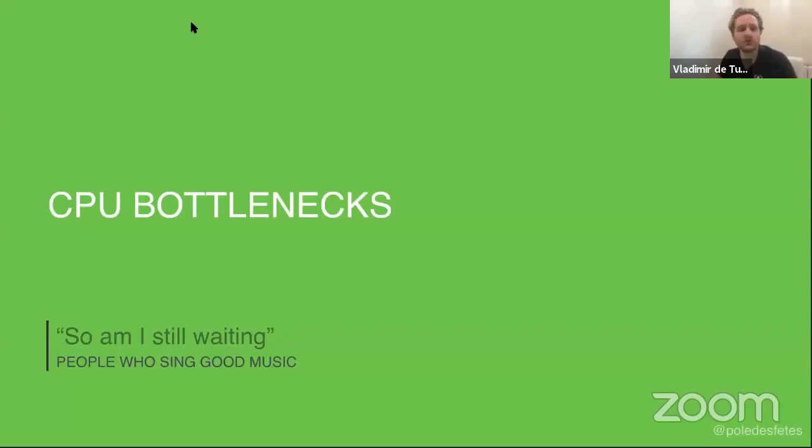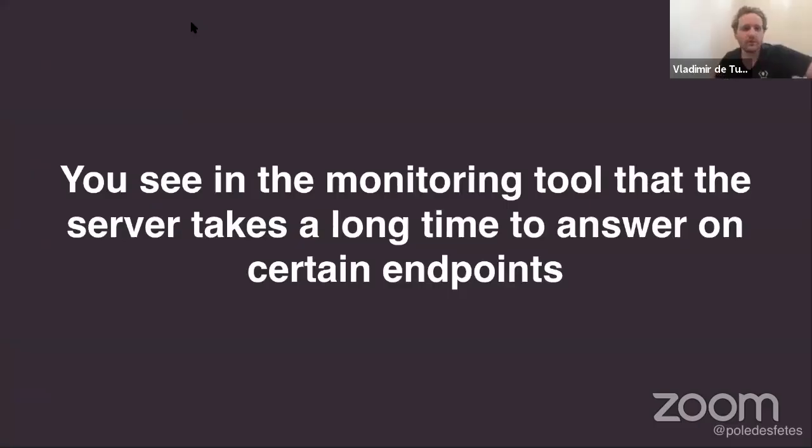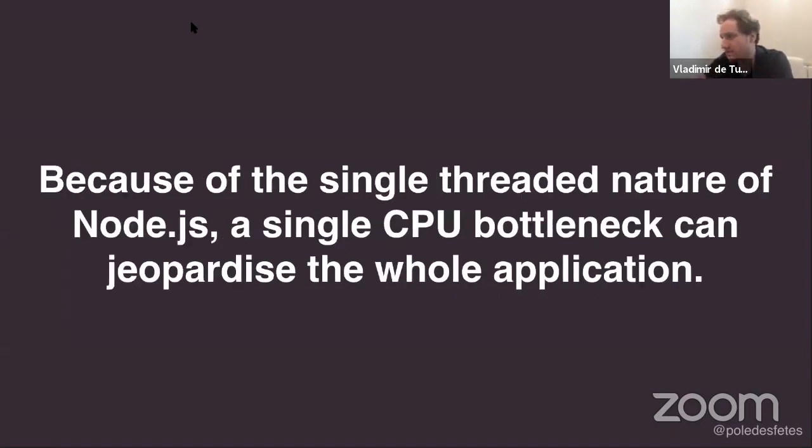And now let's move to CPU bottlenecks. That will be a shorter part. So let's start with another story. You see in your monitoring tool that your server takes a long time to answer certain endpoints. And don't forget that in Node.js, in the list of best practices, the first one is always: don't block the event loop. Actually, Node.js is single-threaded, meaning that if you've got one single synchronous operation that takes a lot of time, your server will be blocked doing only that. And it could jeopardize the whole application.